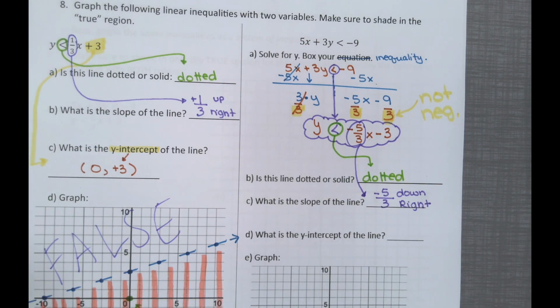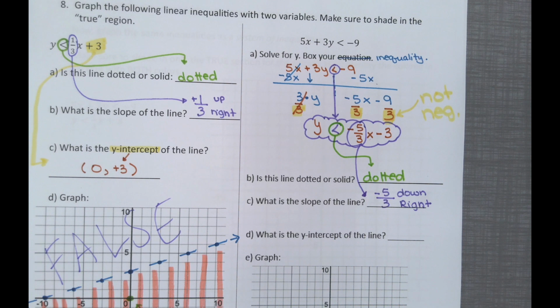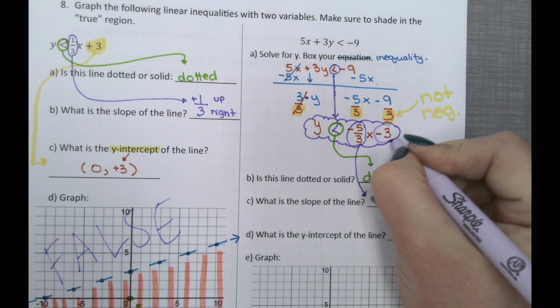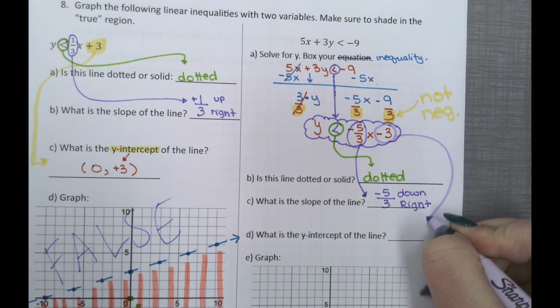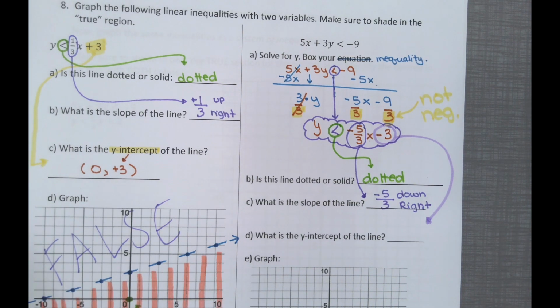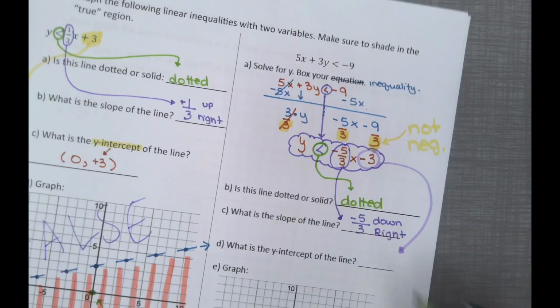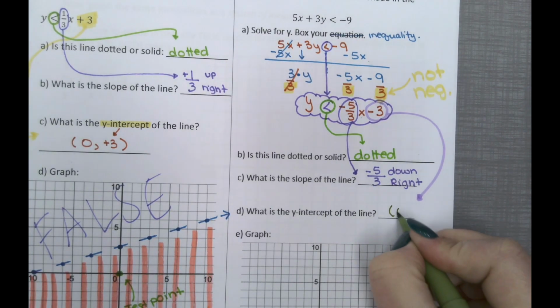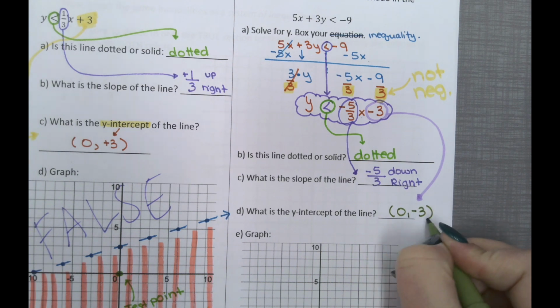And we have our y-intercept. Y-intercept is going to be the number in the back. Make sure you take the symbol with it. So if it's positive, take the positive. If it's negative, take the negative. And you also need to make sure to write it as a point. It's not just -3. It's 0, -3.